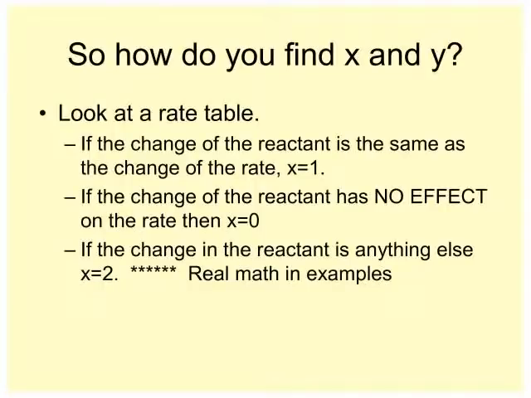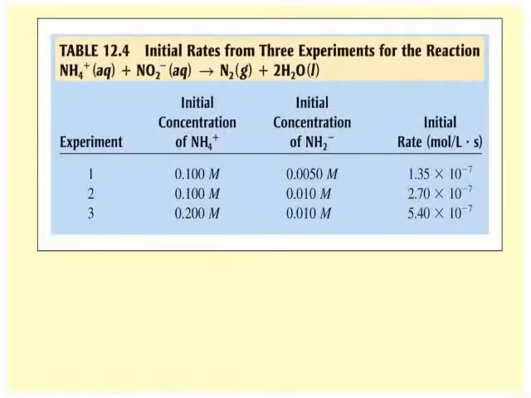So how do you find x and y? How do you find those exponents? You've got to look at a rate table. If the change in the reactant is the same as the change of the rate, x equals 1. So for example, if my concentration doubles and my rate doubles, 2 to the first equals 2. If the change of reactants has no effect, then x equals 0. So 2 to the 0 equals 1. If the change of reactant is anything else, x equals 2, and we'll look at those math things in a little bit. Initial rates from 3 experiments.